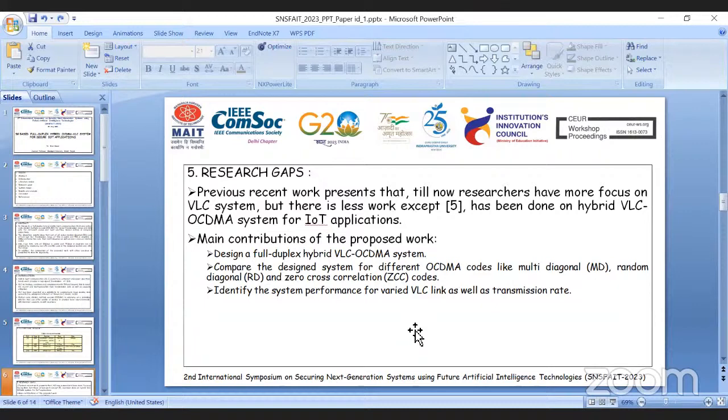My contribution in the proposed work is, first, to design a full duplex hybrid VLC OCDMA system. Secondly, to compare the designed system for different OCDMA systems and enhance its security by using different types of codes like MD code, RD code, VLCC code. And then to identify the system performance for varied VLC range as well as transmission range.